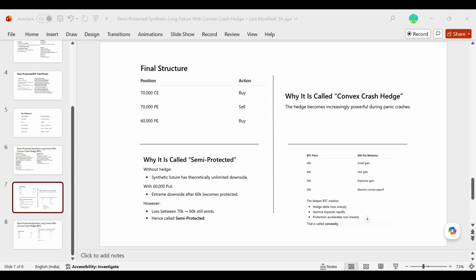So now what happens here? It is telling what a convexity crash is, where this particular hedge becomes more powerful. Whenever you have done this hedge with a 60K put, from 68K down to 60K you can say a small gain will come, at 64K a faster gain again. So the put will keep adding gains in case of a panic. However, it is still semi protected. In case of a panic crash, it will have a great amount of protection.